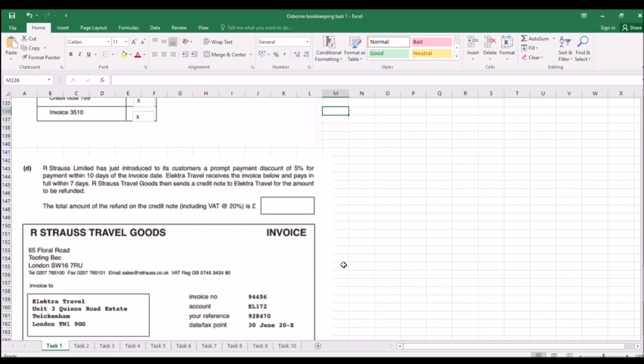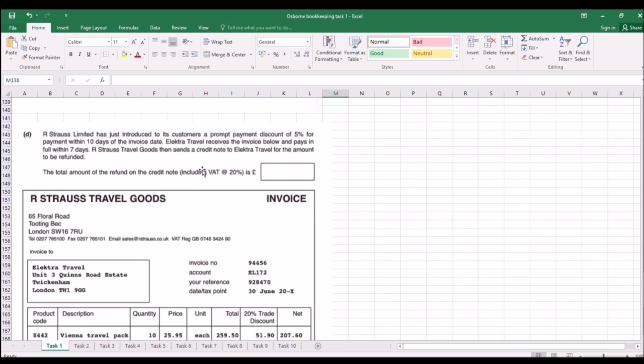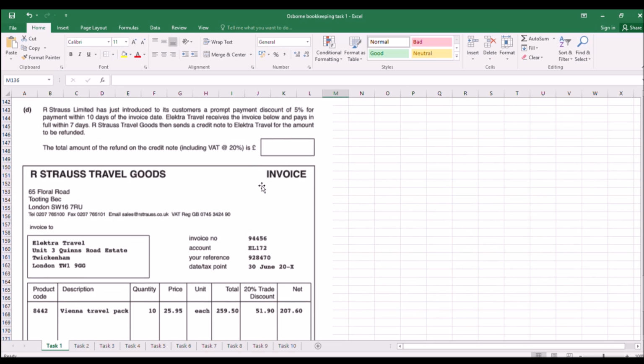That's that question. Right. Strauss Limited has just introduced its customers to a prompt payment discount of 5%. So if they pay within a certain amount of time, so within 10 days, they'll get 5%. Electra receives and pays within 7 days, so they're going to get this 5% discount. It's no trick here that they did it in 11 days or something. We are then going to send them a credit note for the amount to be refunded.